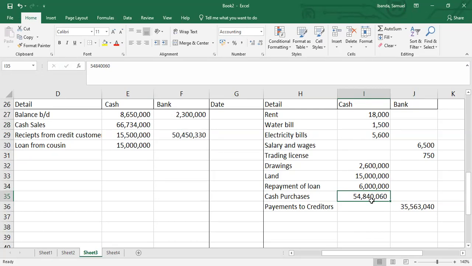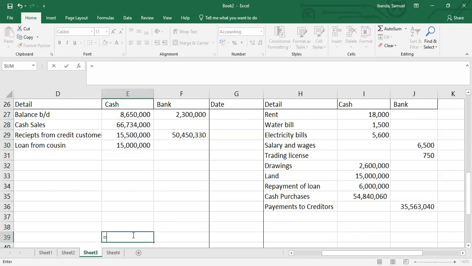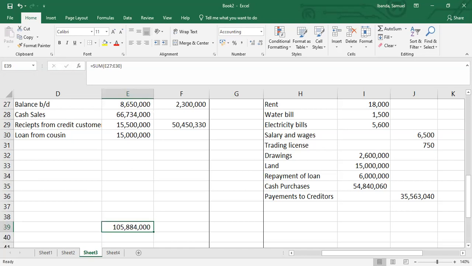So for me, with using Excel here, it would be much easier, okay? To just balance, because I know that cash usually has a normal debit balance. So I know that this would dictate my balance for cash. So I'll just get the summation of this. So this is 105.